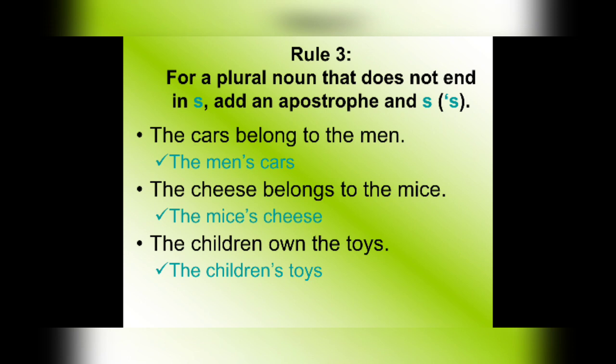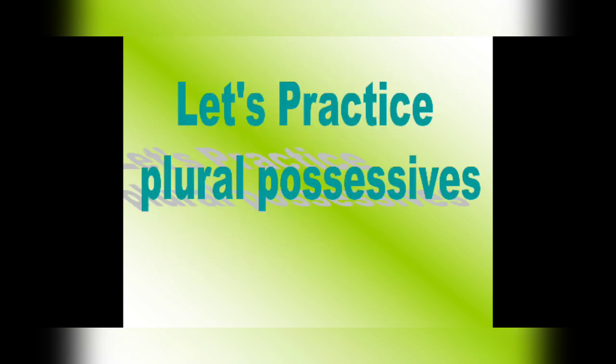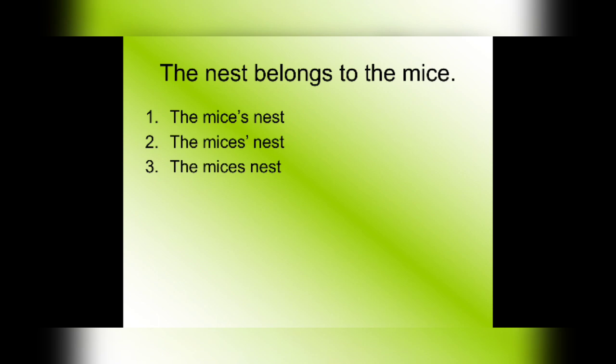The cheese belongs to the mice. The mice's cheese. The children own the toys. The children's toys. So you see how simple it is. Now let's practice plural possessives in order to make ourselves more clear on rule number 3. The nest belongs to the mice. So try to guess the answer and write your answer. Correct? So answer 1 is correct. The mice's nest.